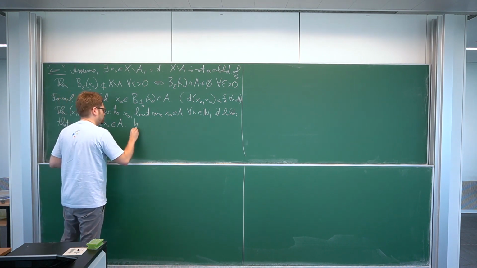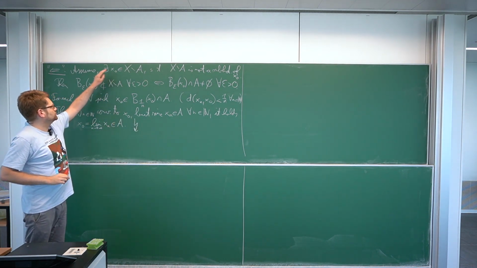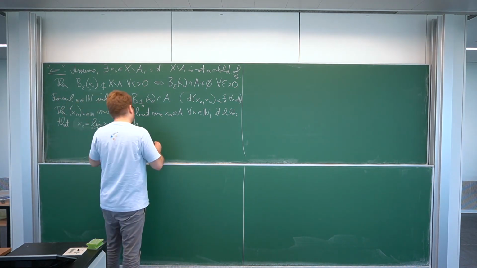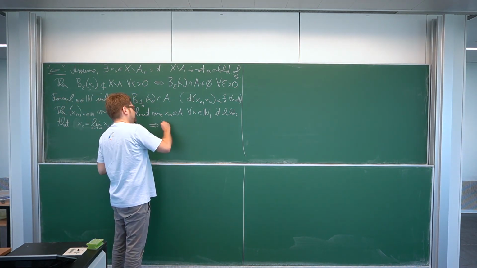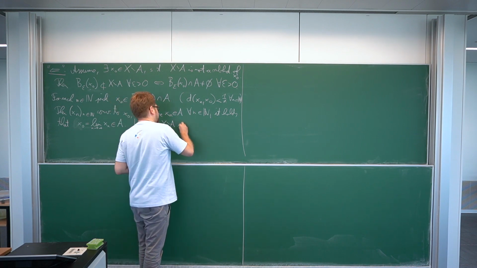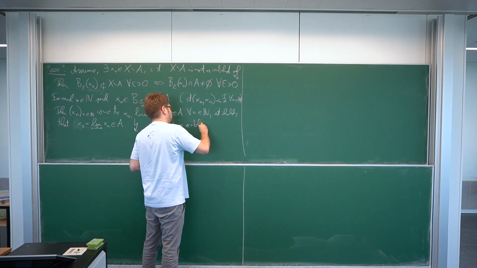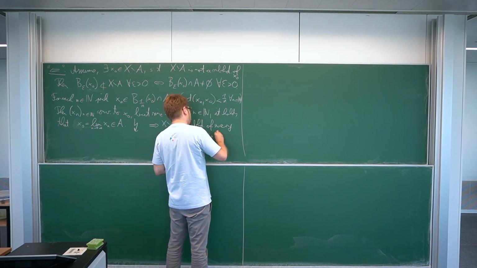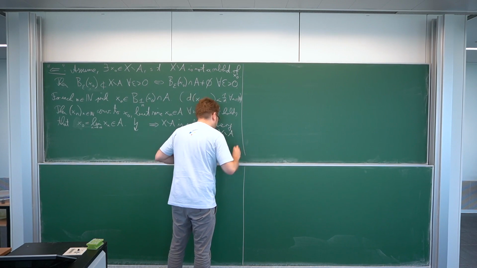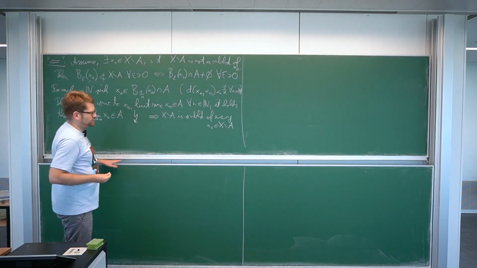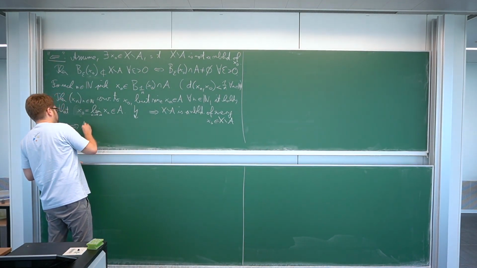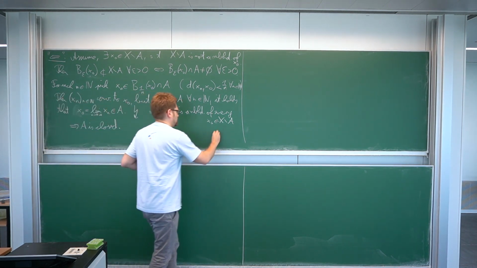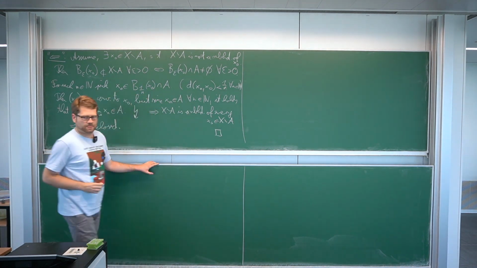But this is a contradiction since what we started with was that we took x0 in the complement of A. So there is no such x0. So this means X without A is a neighborhood of every point in it, so of every x0 in X without A. This means that X without A is open, so A is closed. This was what we wanted to show.